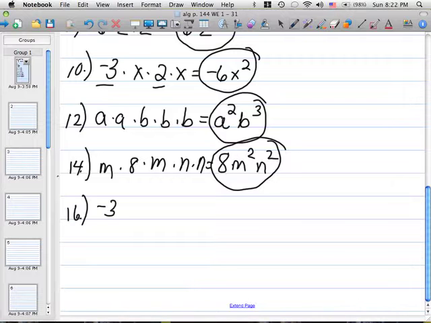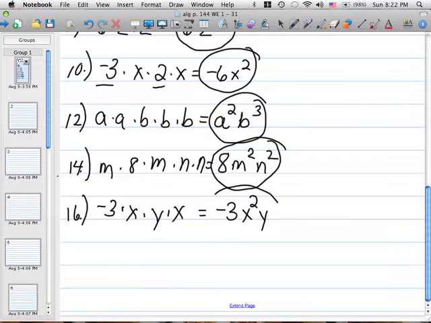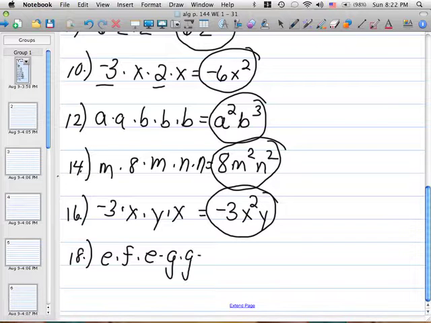16, negative 3 times x times y times x. So it'd be negative 3, x alphabetically, there are 2 of them, x squared, and then a y. 18, e times f times e times g times g. Alphabetical order, there are 2 e's, e squared, f, and then g squared, since there are 2 g's.